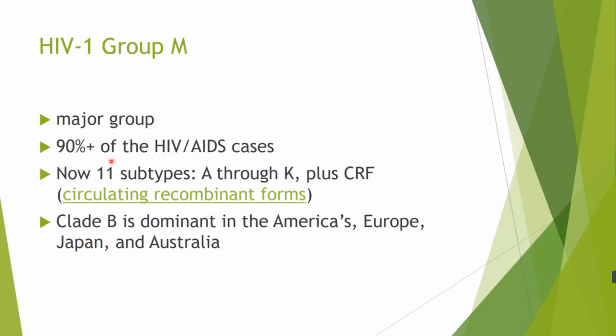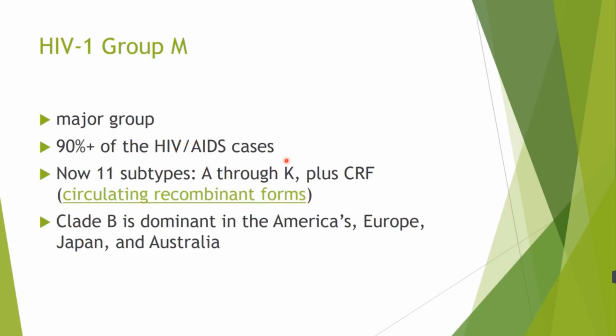These other subtypes, what we call the circulating recombinant forms, if you click on this link, it'll take you to a website that shows that there are approximately 102, I believe they're up to right now, 102 different circulating recombinant forms. Those are just very minor deviations from the actual HIVs. They still are HIVs, but they do deviate slightly in their effects.